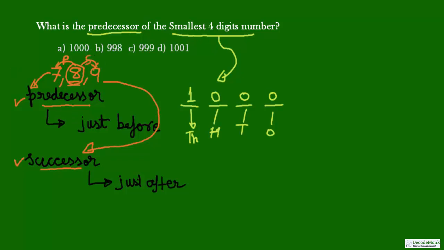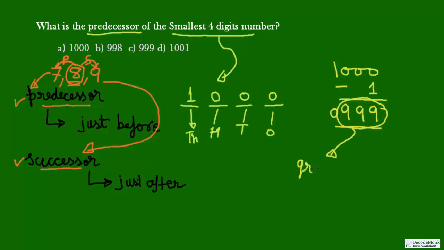So now coming to our question, the smallest 4-digit number is 1000 and predecessor means just before. So just before 1000 will be 1 less than 1000. If you carry out the subtraction, 10 minus 1 is going to be 9, just 9, and we will remain with 0. So the answer is 999. So the predecessor of the smallest 4-digit number is 999, which is the greatest 3-digit number.